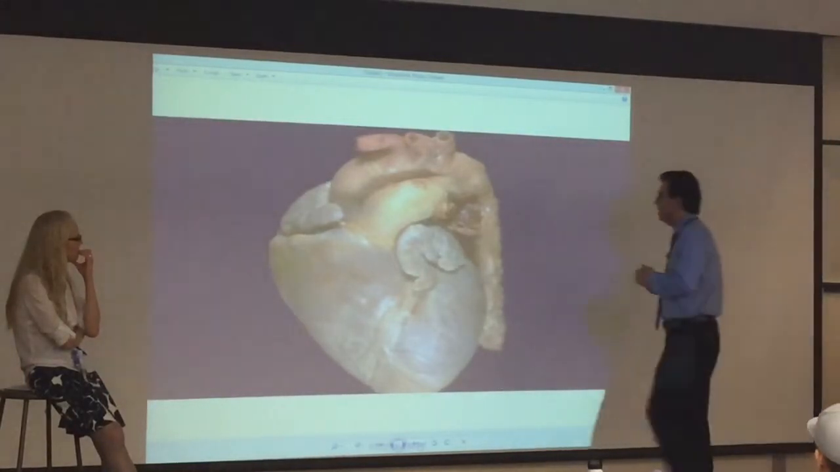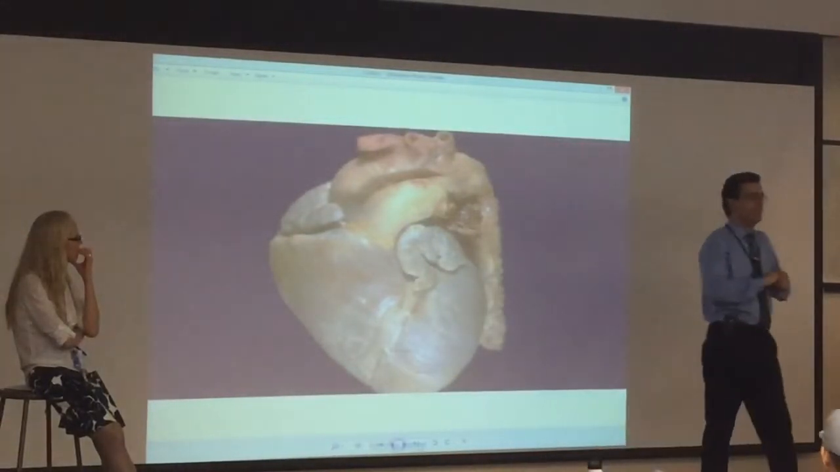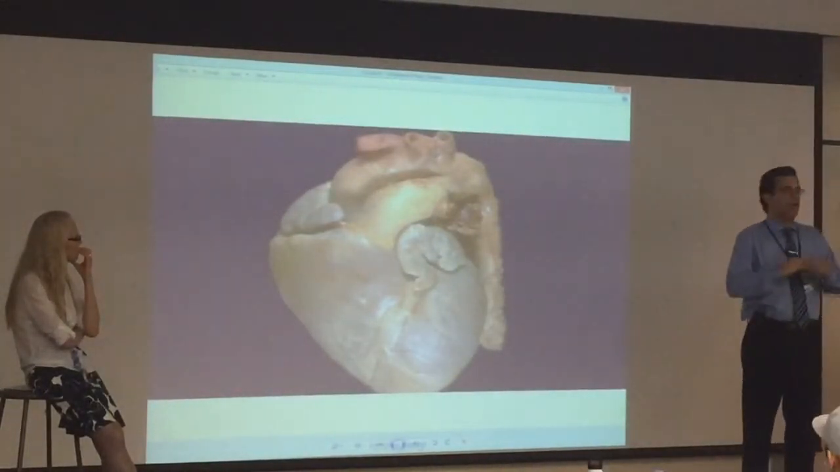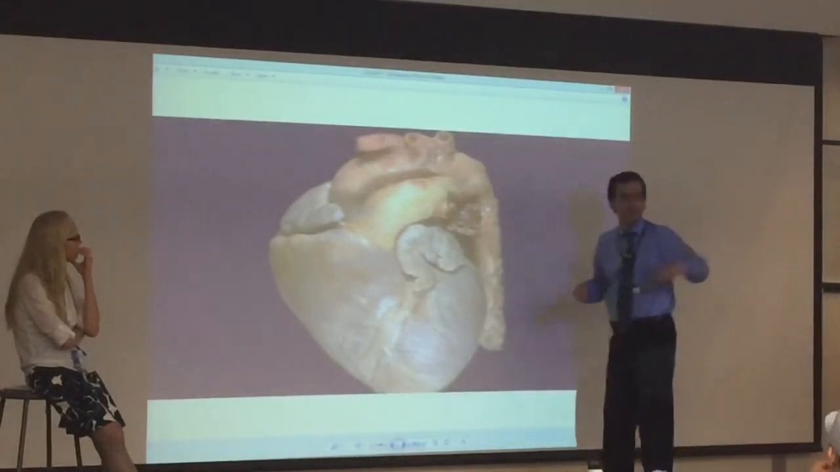And remember, the same concept goes here. You're going to have the same left to right shunt. Again, this is the least problem in terms of pulmonary hypertension and Eisenmenger compared to the other two.